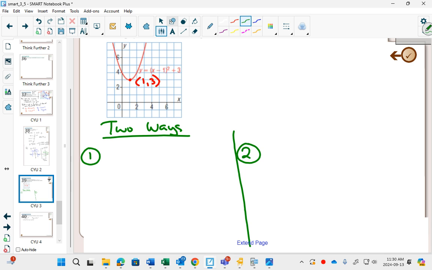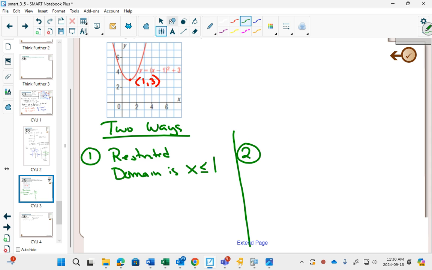Okay? When you restrict the domain, what that means is you're going to only take part of the graph. And the way that we're going to restrict the domain is we're going to use the vertex and take the x values on one side of the vertex and the x values on the other side of the vertex. For example, my vertex is at x equals 1. If I take the left side, then my restricted domain is x less than or equal to 1.